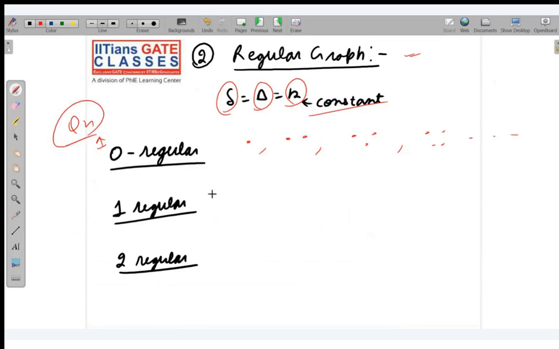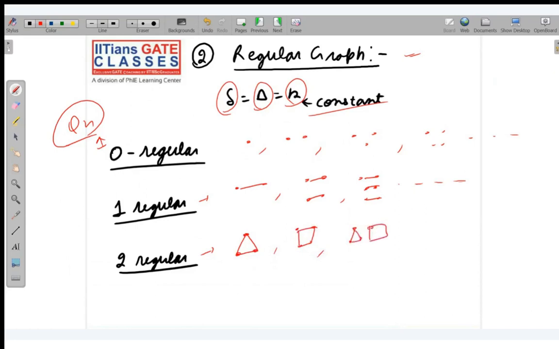1 regular means degree 1. Each and every vertex should be of degree 1, like this. Any other way? Yes, like this. Any other way? Yes, there are multiple ways, and so on. So all these are 1 regular. Any doubt? 2 regular means every vertex is of degree 2. So the smallest 2 regular will be this. Without 3 vertices, you cannot make a 2 regular graph.